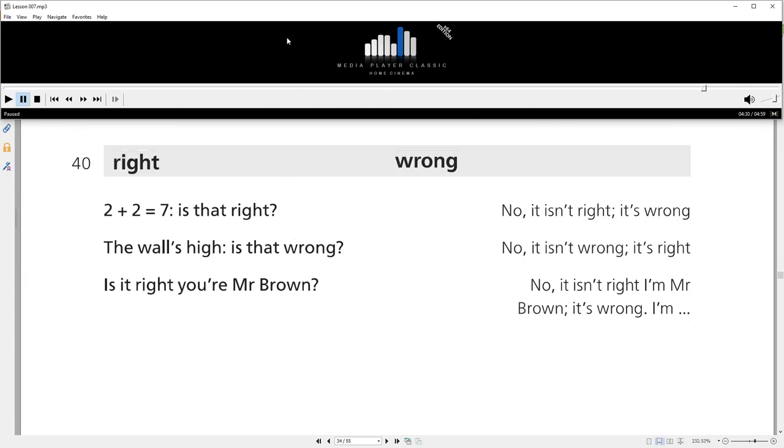Right. Wrong. 2 + 2 = 7. Is that right? No, it isn't right. It's wrong. The wall's high. Is that wrong? No, it isn't wrong. It's right.